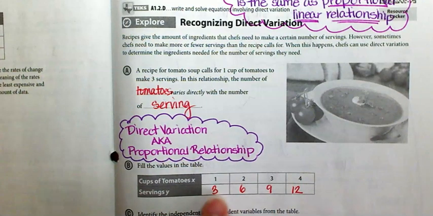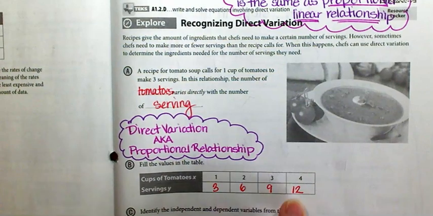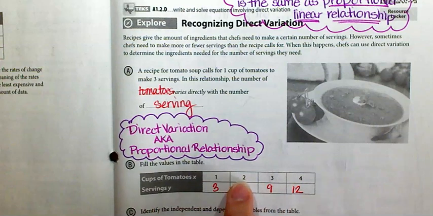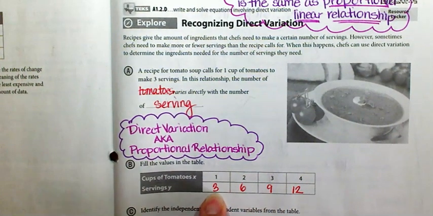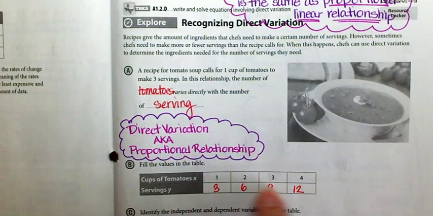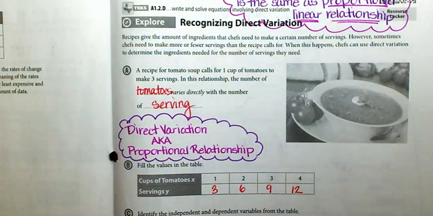And I can kind of reason that out if I look at this particular table. 4 cups makes 12 servings, 3 cups makes 9 servings, 2 cups makes 6 servings, 1 cup makes 3 servings. If I had 0 cups, that would make 0 servings. So the point 0, 0 makes sense to go with the rest of this, and this line would go through the origin. So this is a direct variation.